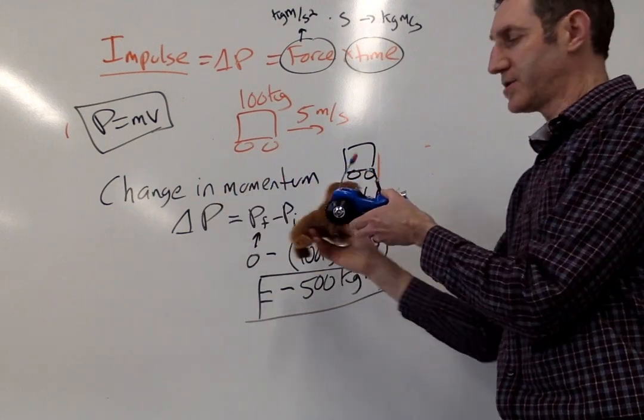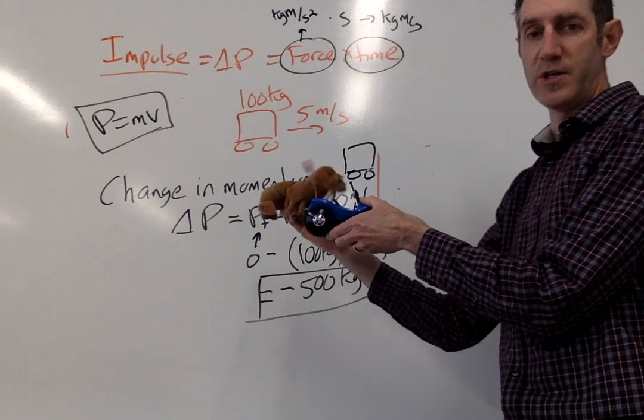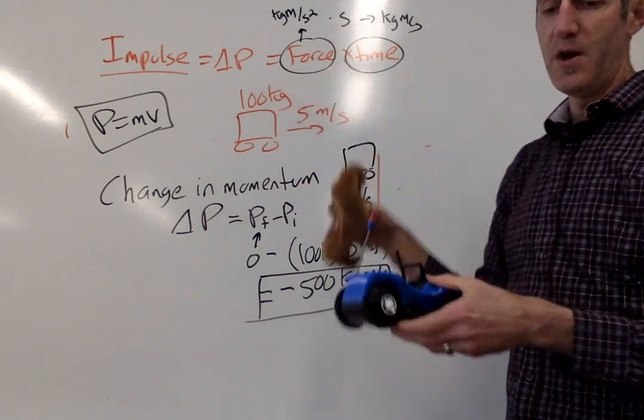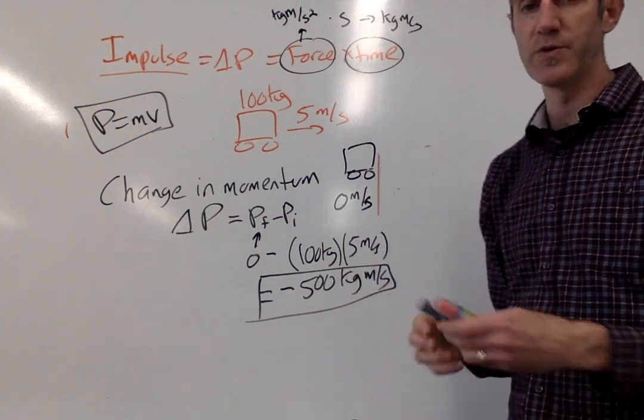You could slam straight into the wall, maybe you could hit your head against the windshield, something like that. That's going to be a very big force over a short amount of time. Or if you expand the time out, then you can reduce the force.